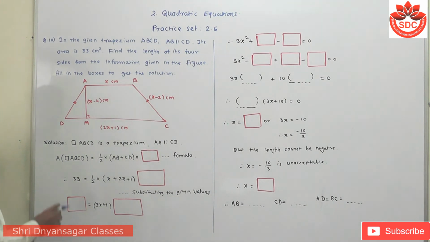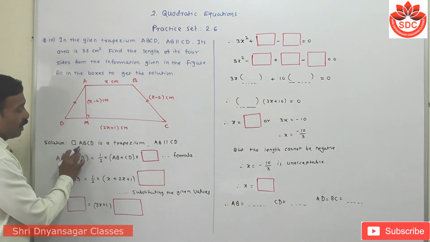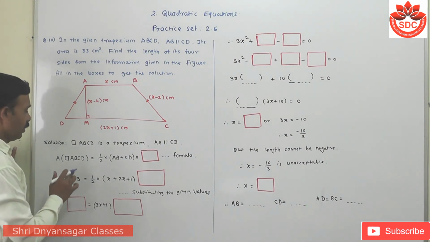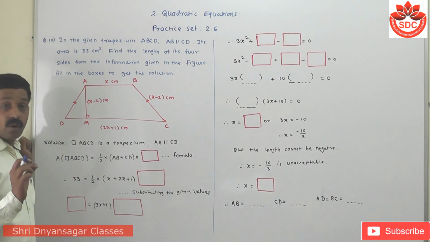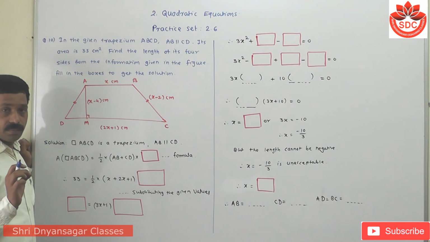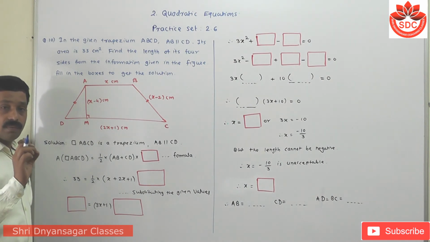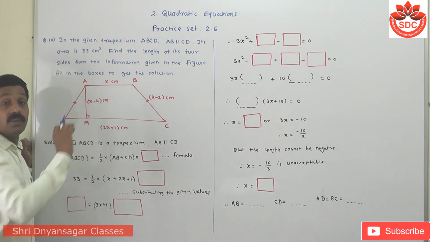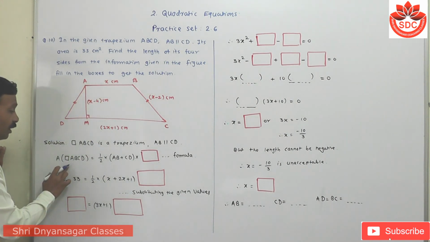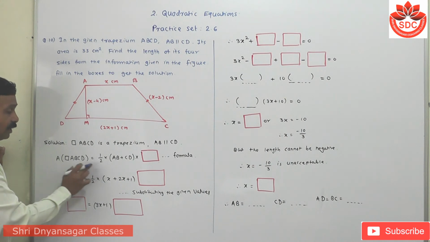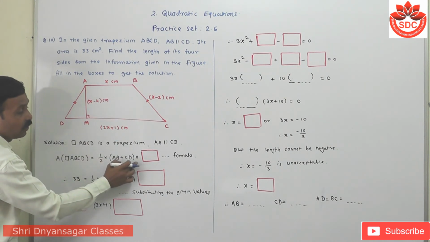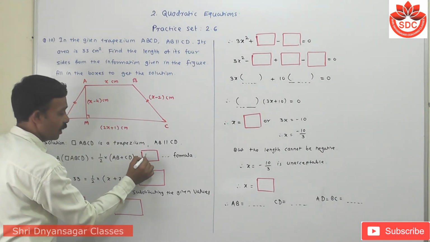Now the first one, its solution is, look here, quadrilateral ABCD is a trapezium. AB is parallel to CD. So we know that the formula for the area of a trapezium is half into the sum of the lengths of the parallel sides into its height. Here, the area of quadrilateral ABCD is equal to half into the sum of these lengths, that is AB plus CD, into its height. Height is how much? AM.